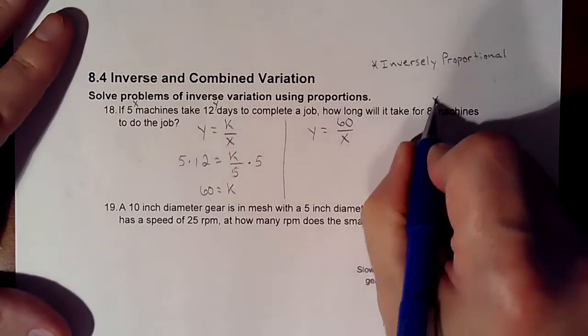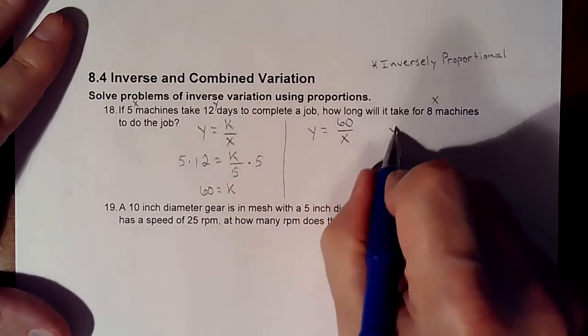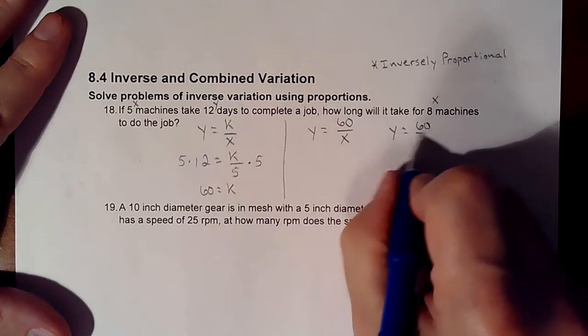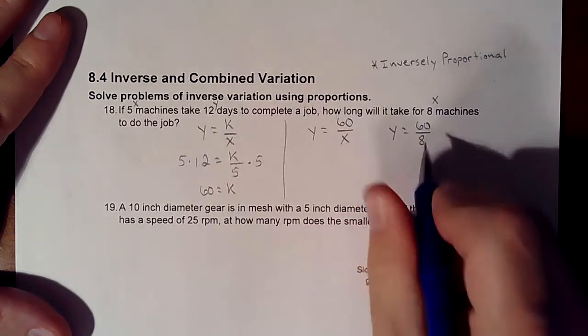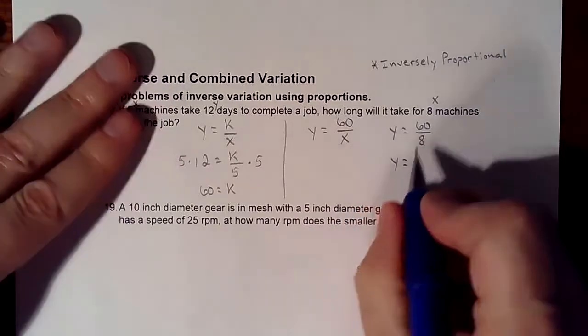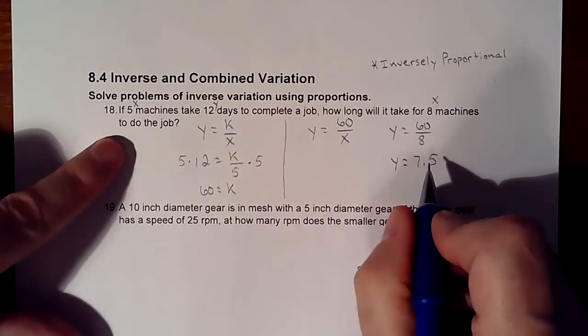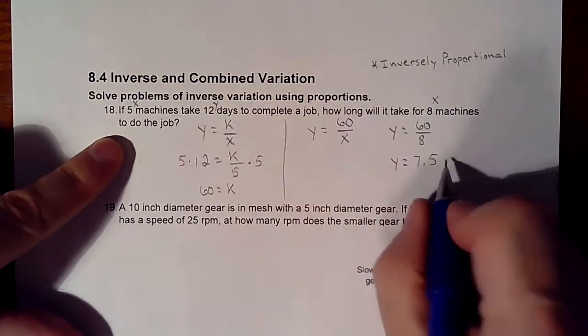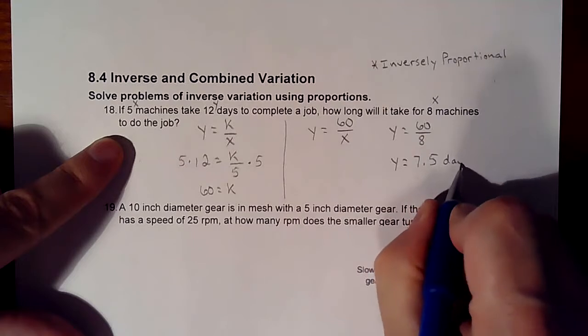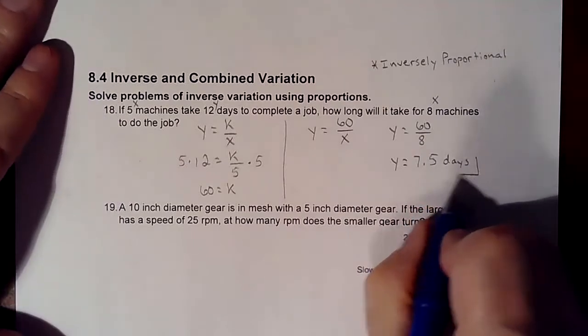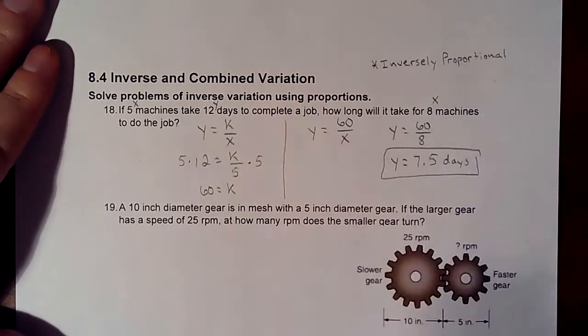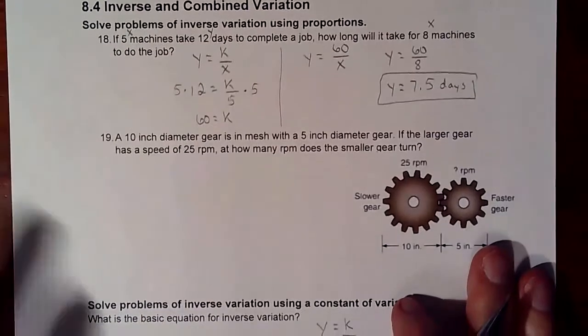So that's my new x. So I'm looking at y equaling 60 divided by 8. And if I divide that in a calculator, I'm going to get 7.5. And that is my y. So how long will it be? We're looking for the y value, so we're looking at 7.5 days. Okay, so it's always a 2-step kind of process, right? So let's do another one.